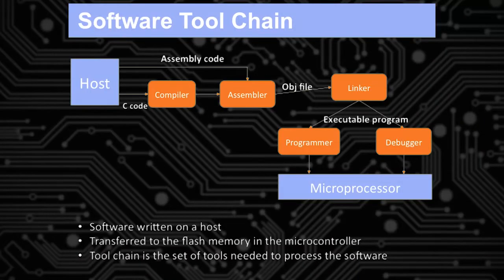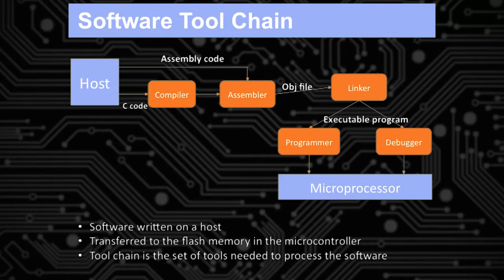So this is a high-level view of your standard software tool chain. A tool chain is a term that's used a lot in embedded systems and in IoT devices that describes the sequence of software tools that you have to use in order to convert a program that you code into an executable program on the platform.